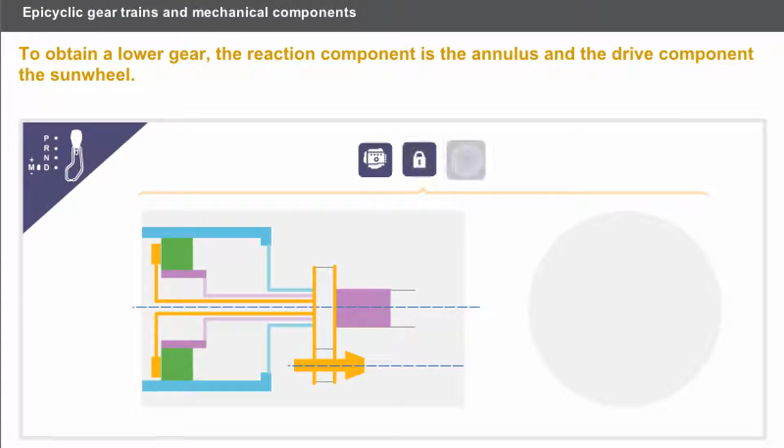The annulus, planet wheel carrier and sun wheel become the drive component, reaction component, or output component, according to which gear ratio the driver wants. Let us look at the various configurations available with a simple epicyclic gear train.